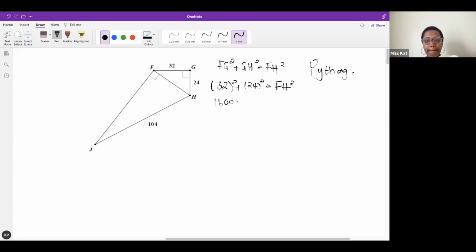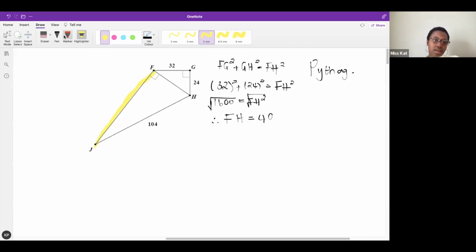Then you're going to square root it, and you're also going to square root the FH. Therefore, FH is how much? FH is 40. Okay, now we have to work out JF. Do you agree? Yes. So now we need this guy over here.